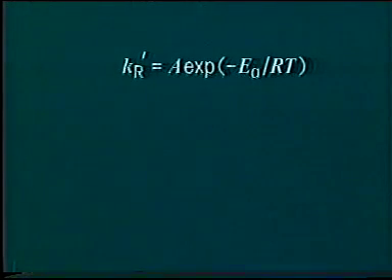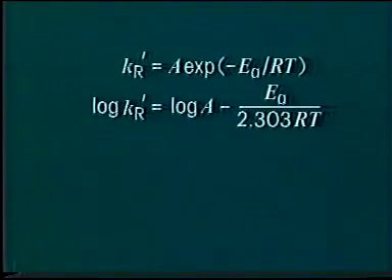If we take logs of the Arrhenius equation, we obtain the equation of a straight line. So if we determine the rate constant at a range of different temperatures, we could plot log k against reciprocal temperature. This should give a straight line of slope equal to the negative of the activation energy, Ea, divided by 2.303 R.